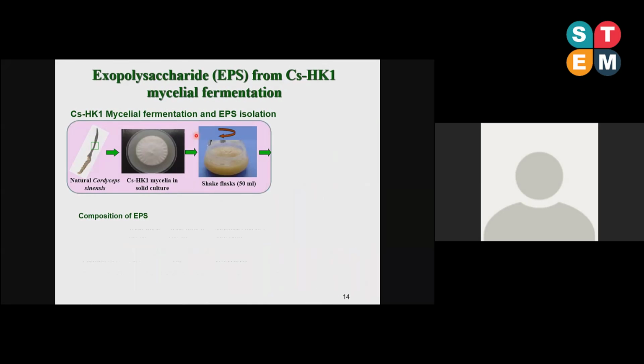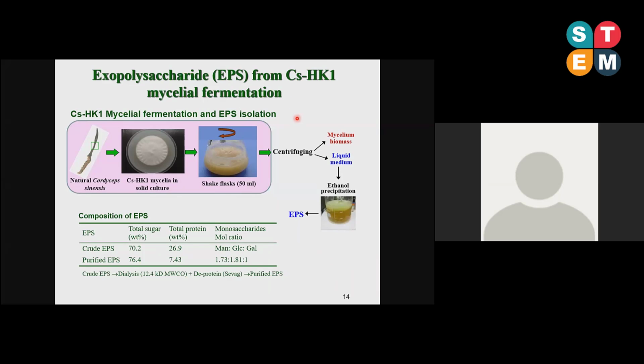Of course, this medicinal fungus has been used in traditional medicine, including traditional Chinese and Tibetan medicine, for centuries. There are a lot of therapeutic and health benefits. This shows our production process. Actually, this is CHK1, the fungus isolated from the fruiting body of natural Cordyceps sinensis. After we identified the fungus, we started to establish the mycelial culture.